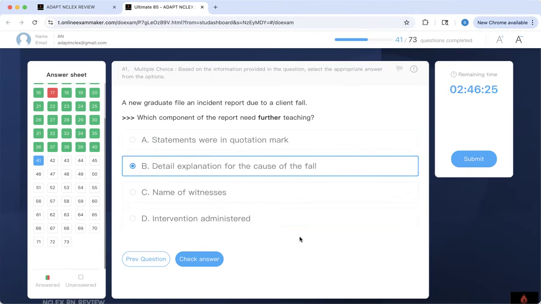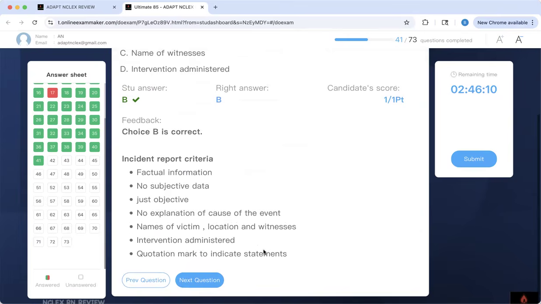No, you don't need a detailed explanation for the cause of it. You don't know. Patient fell. This is what I see. This is what was intervened. And this is what the witness saw, the intervention applied, and the statement in quotation marks. Don't explain everything. You may cause more problems. Your opinion does not matter. Factual information, and let the people do the investigation. Mostly factual information, no subjective data. Subjective is you explaining yourself. Objective, everything quiet.